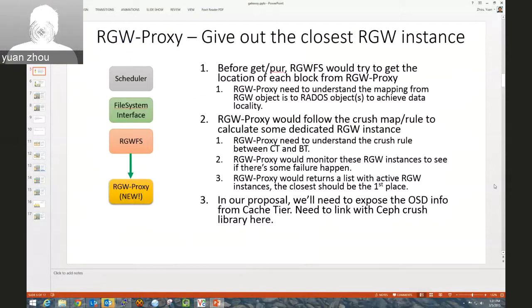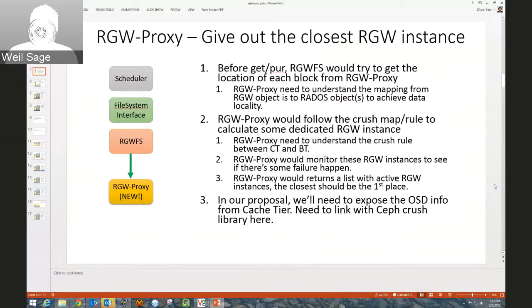And the second requirement is, note that we are actually using cache tier here, and RGW-Proxy would need to understand the crush mapping or rule between the base tier and the cache tier, and it needs to calculate the dedicated OSD in the cache tier, so that we can tell which RGW instance is closest to the data in the cache tier.